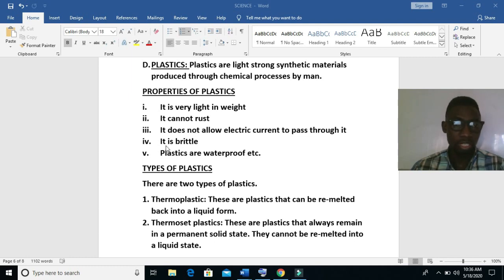Number 4, it is brittle. It is brittle means it can easily break. And the last property of plastic we are looking at today is that plastics are waterproof. That is, they do not allow water to get in, or they are not affected by water. That's the meaning of waterproof. Unlike paper, for example, paper is not waterproof. It is affected by water. Water can easily penetrate and damage paper. But plastics, on the other hand, are waterproof. They do not allow water to get in.